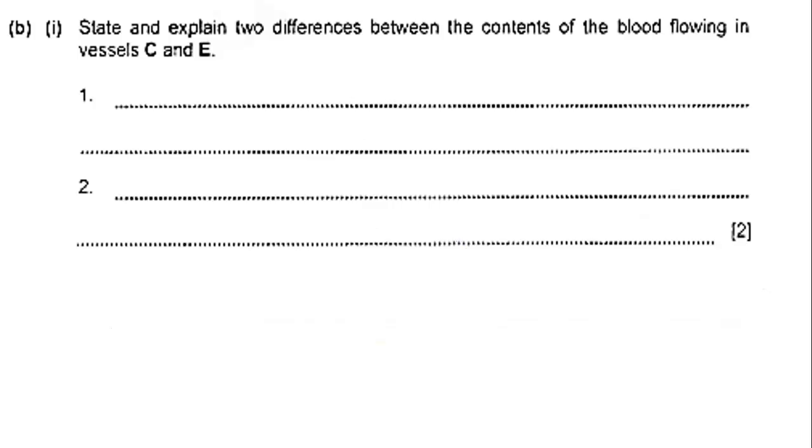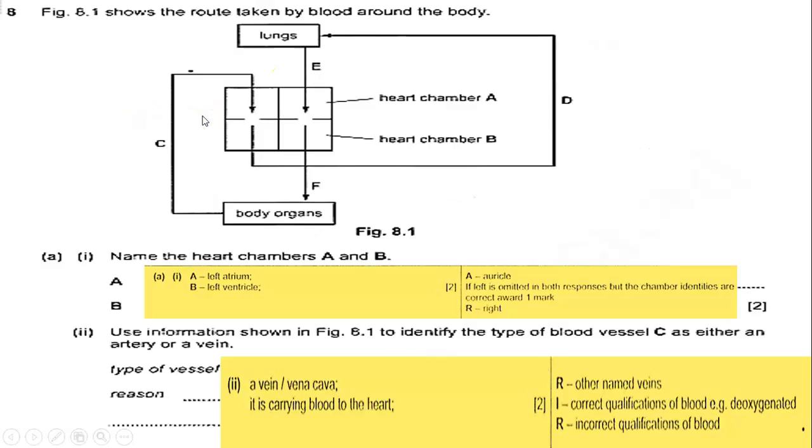Finally, state and explain two differences between the contents of the blood flowing in vessels C and E. Let's go back. Where is C? Here we go. And where is E? So now E, this is blood coming from the lungs. What do you think the type of blood here is? Of course, it's oxygenated blood because it's bringing blood from the lungs, while here it's bringing blood from everywhere in the body. So it is deoxygenated blood, right?